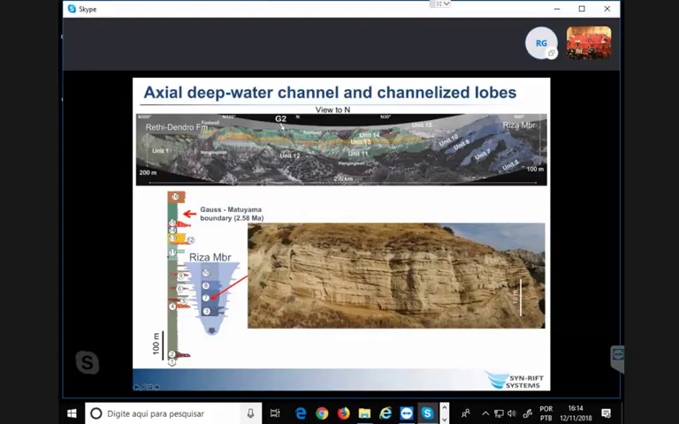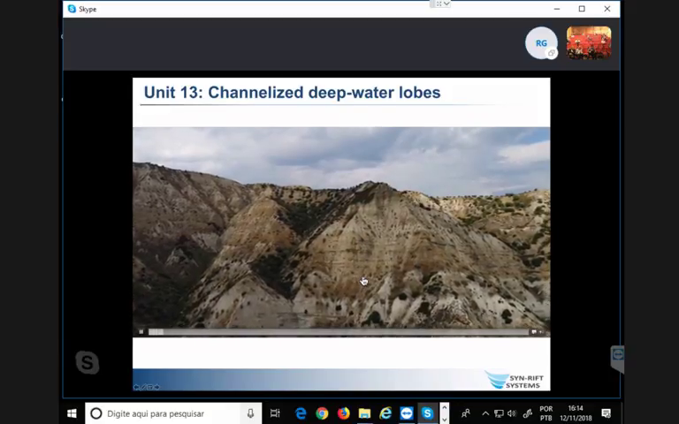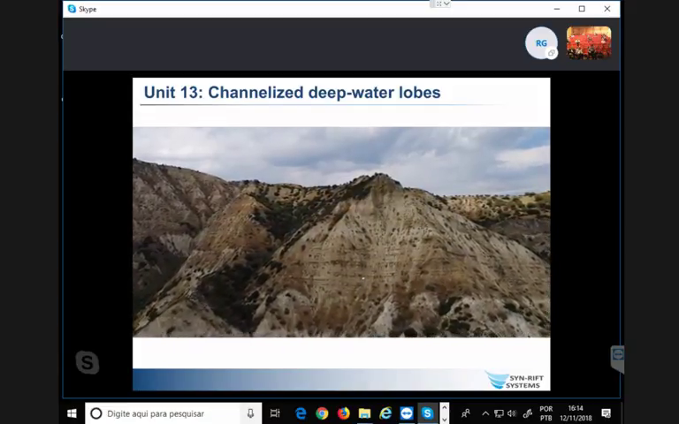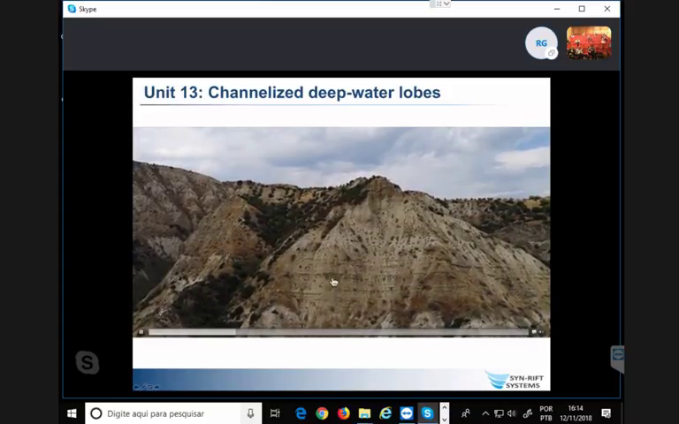So if we now focus in on this more sheet-like unit that we can track over these outcrops, this is a drone video of that unit. So this is the Unit 13 that I'm talking about. It's about 30 metres thick. If we just run this, it will give you a nice view of some of the features of this sheet-like body. You can see it's quite variable internally.